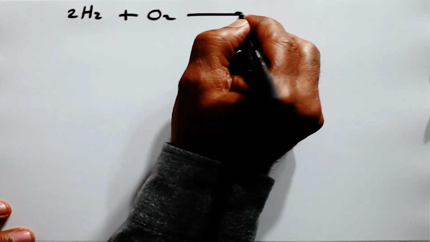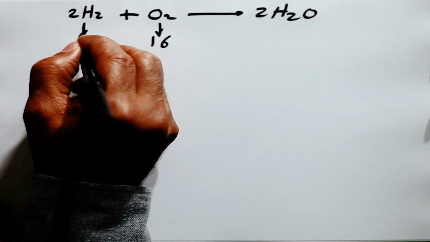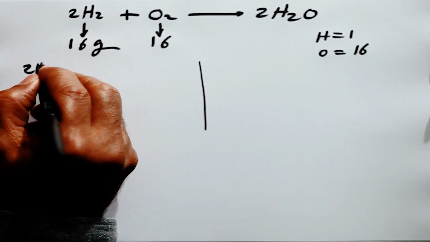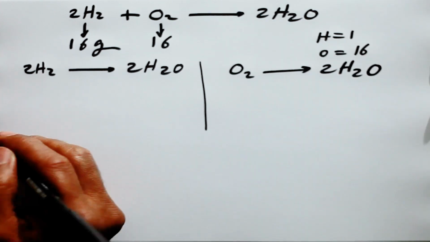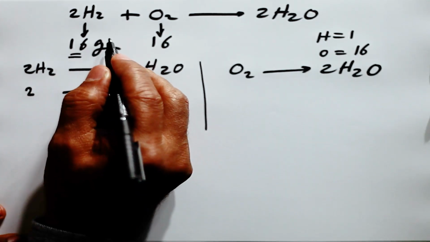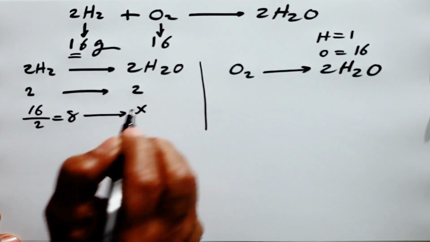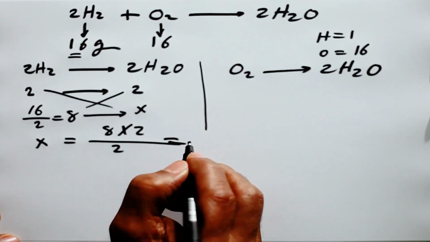Another example: 2H2 reacts with O2 to produce 2H2O. Calculate the mass of water produced from the reaction of 16 grams of oxygen with 16 grams of hydrogen. We have 16 grams and 16 grams; hydrogen equals 1, oxygen equals 16. As seen, 2H2 produces 2H2O. O2 produces 2H2O. 2 moles produce 2. We have 16 grams of hydrogen. Calculate the number of moles: 16 over 2 equals 8. 8 moles produce X. Cross multiplication: X equals 8 times 2 over 2 equals 8 moles.